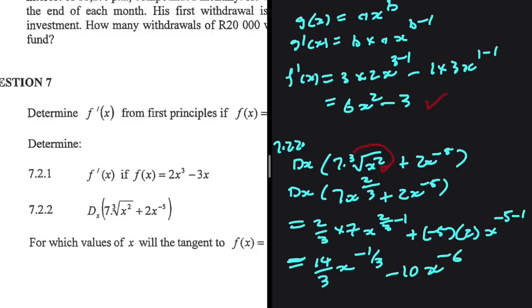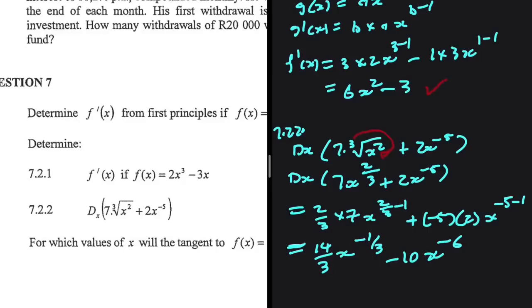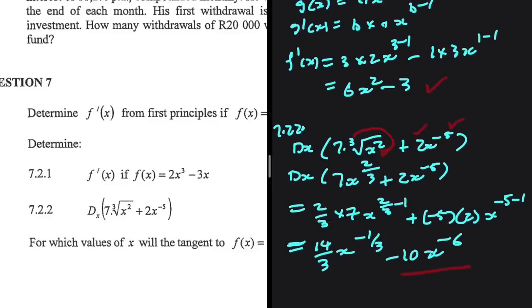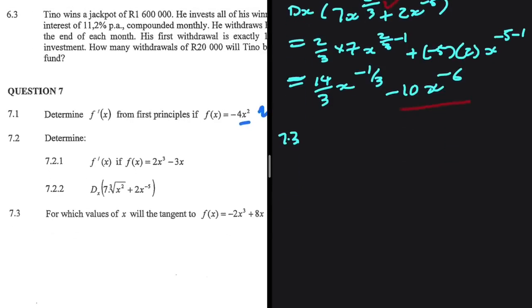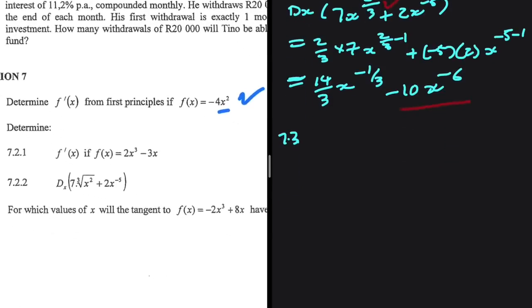Well, let me check if I'm not making any mistake. 2 minus 5, minus 10, x to the minus 6. So this is correct. Let's check this one. Okay, 7x to the 2 divided by 3, this is fine, and then I multiply 7 by 2 divided by 3. I think all is well. We can move ahead and do 7.3. You can let me know if all is not well in the comments.